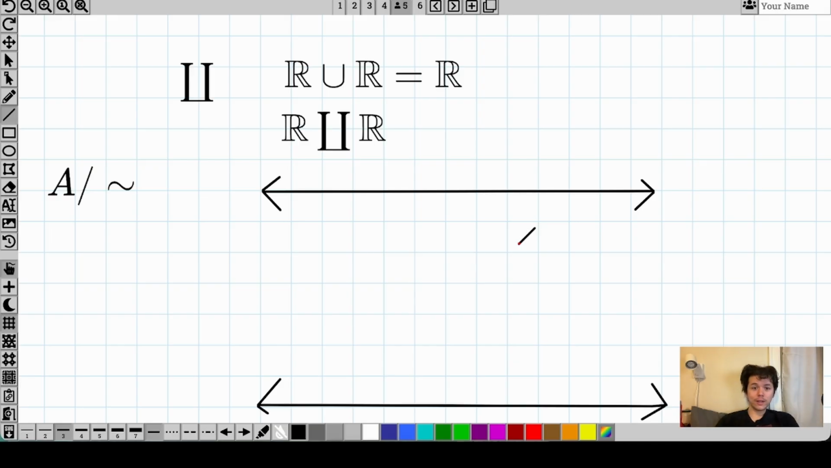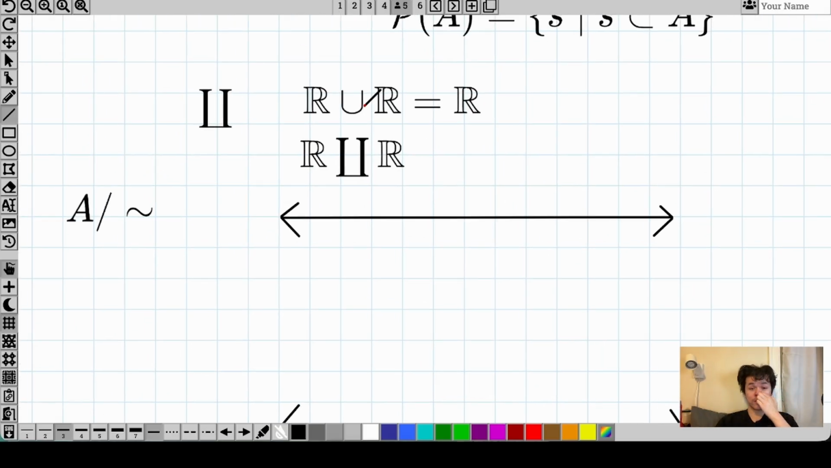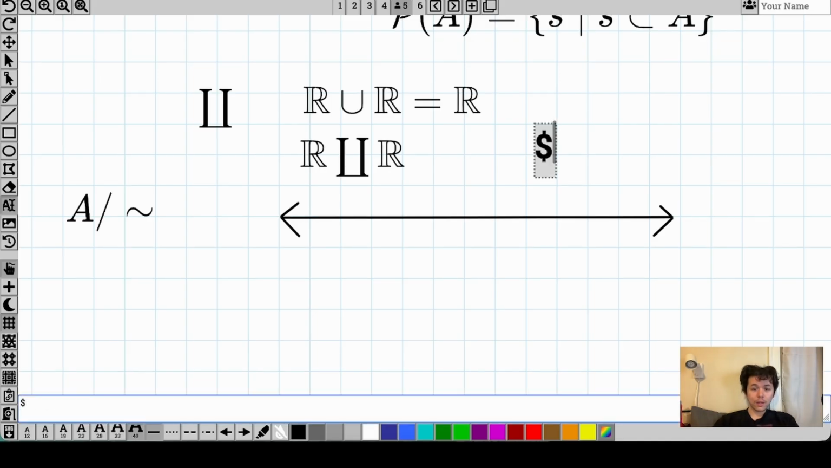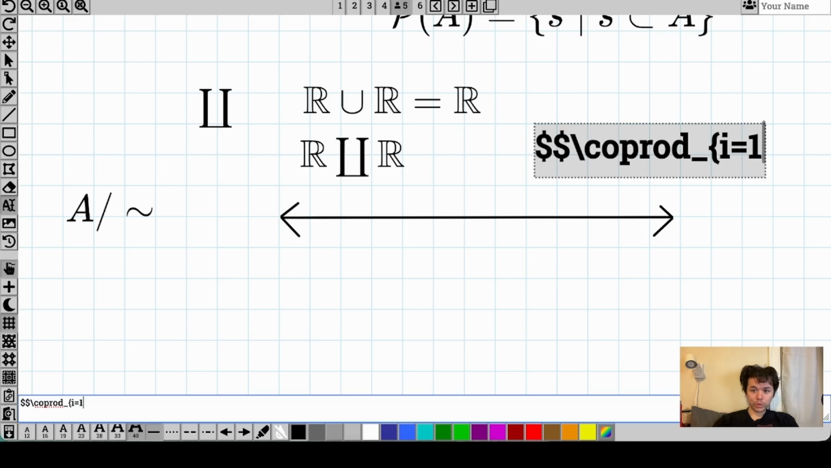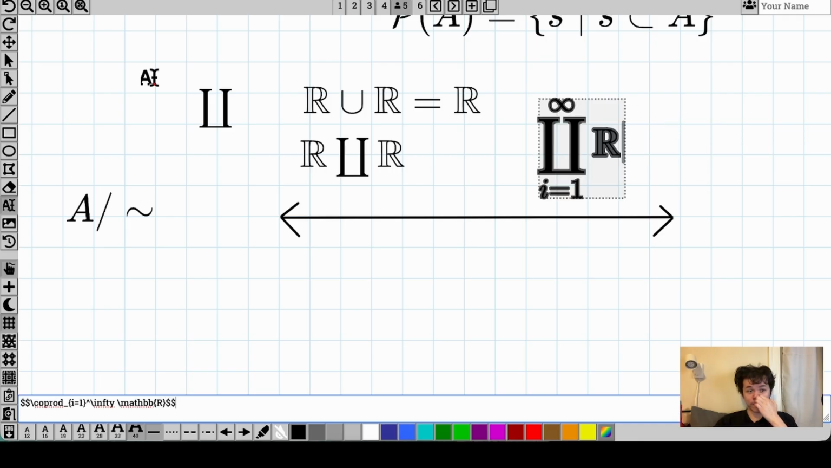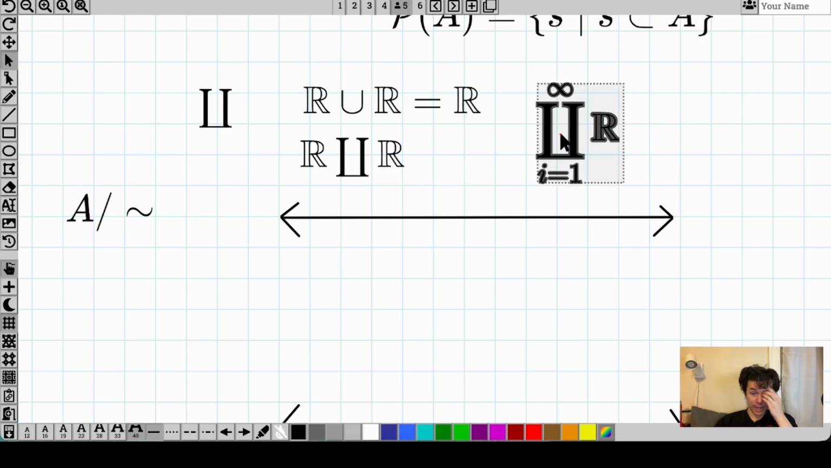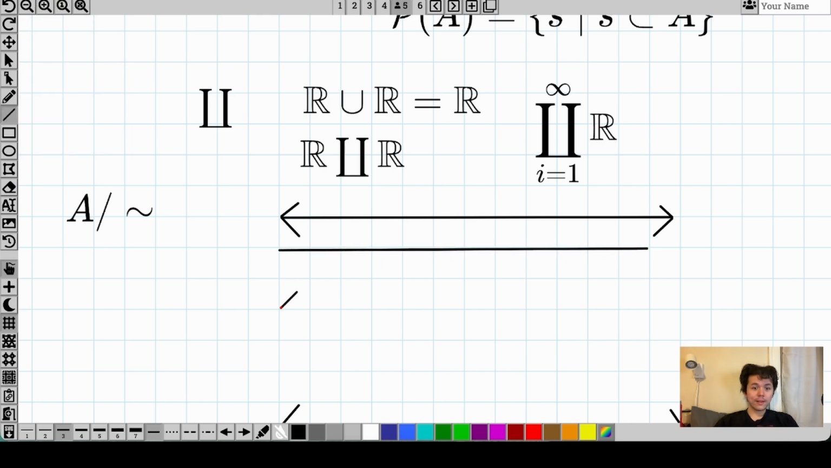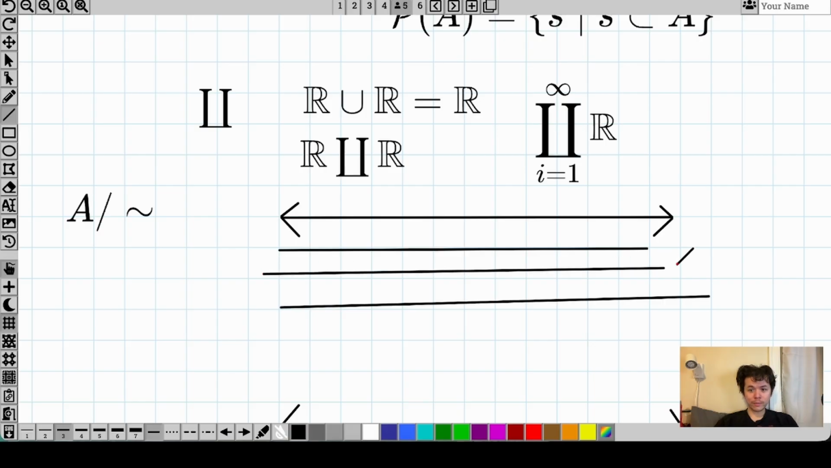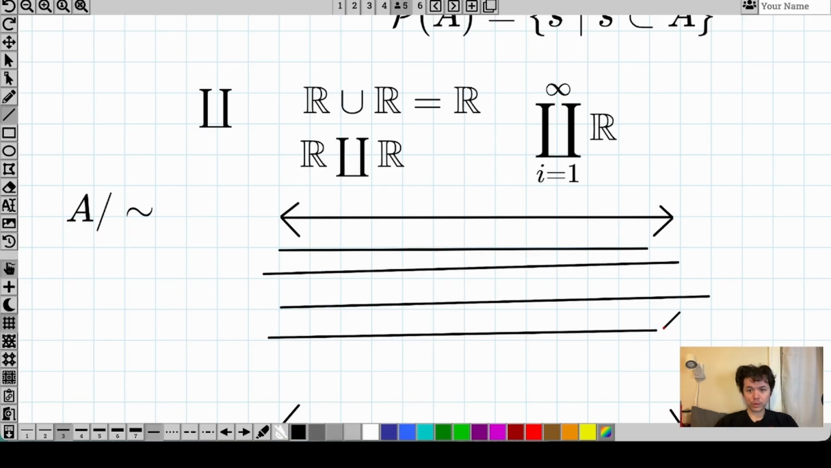And great news, similarly with products and coproducts, you can keep doing disjoint unions. You can do something like the coproduct over i equals 1 to infinity of R. And this would give you countably many R's. So you would have just a lot of lines going on and on and on, all disjoint, all non-intersecting.